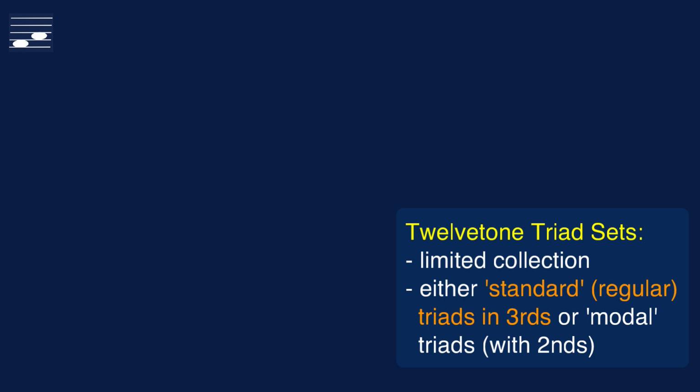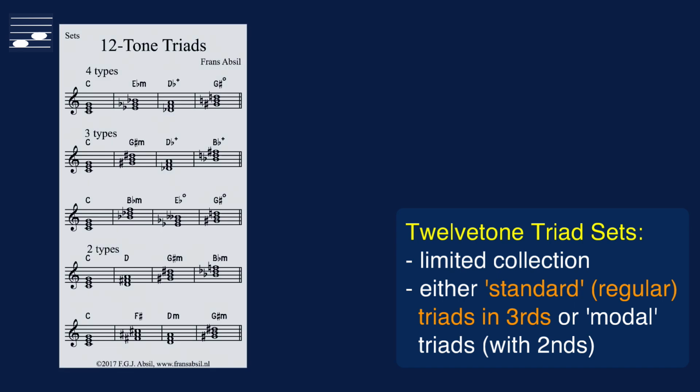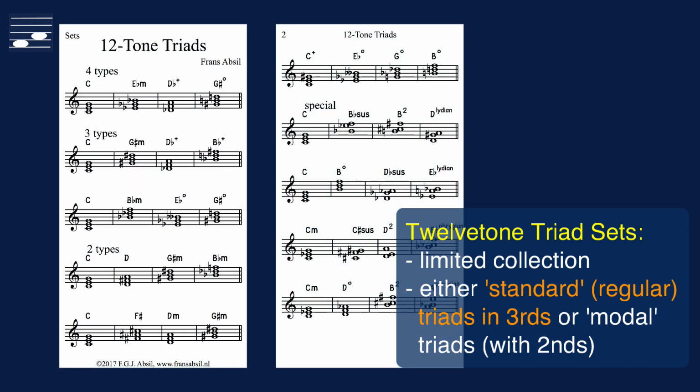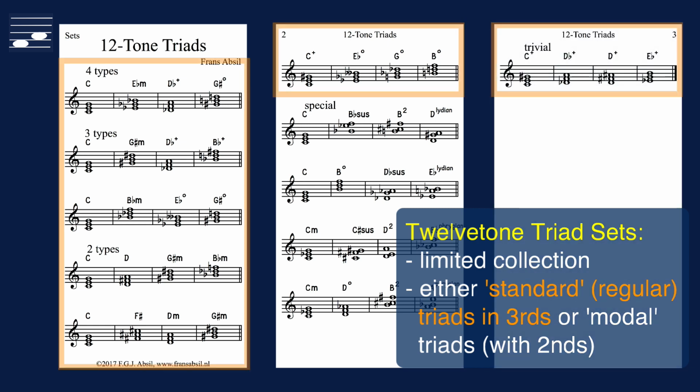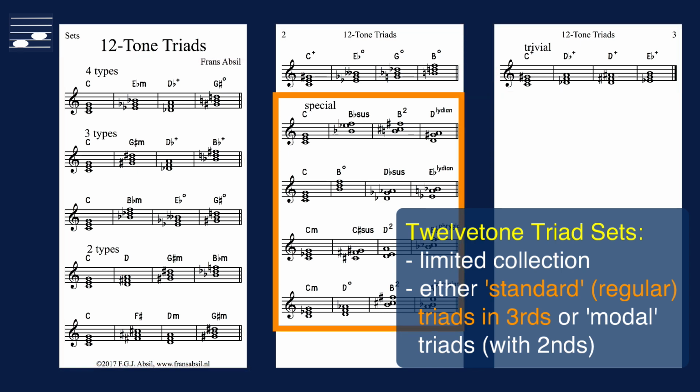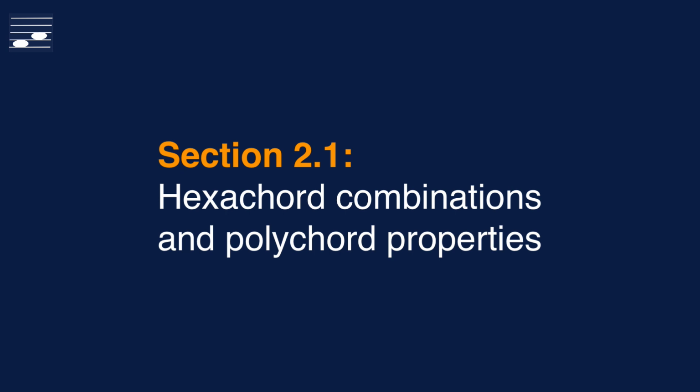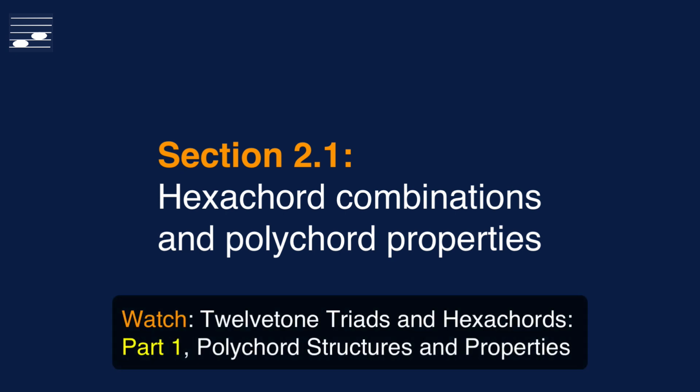You may remember from part 1 that the collection of 12-tone triad sets is limited. These pages show all the sets I could identify. They include the 7 regular triad sets presented in this episode. The modal triad sets are left for later. Let's return to 12-tone triad set properties, also discussed in part 1 from this series.